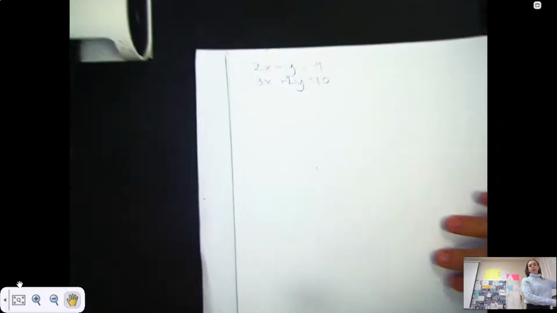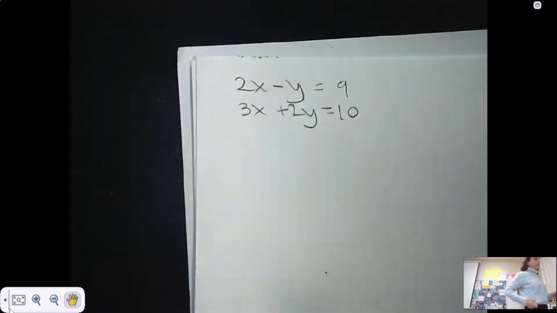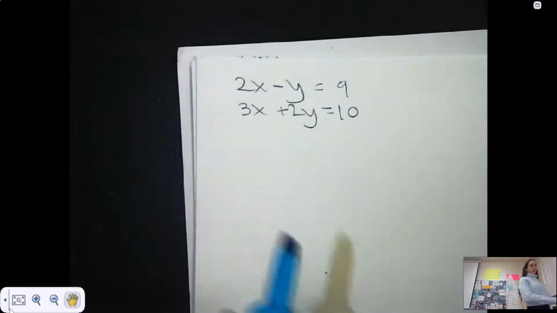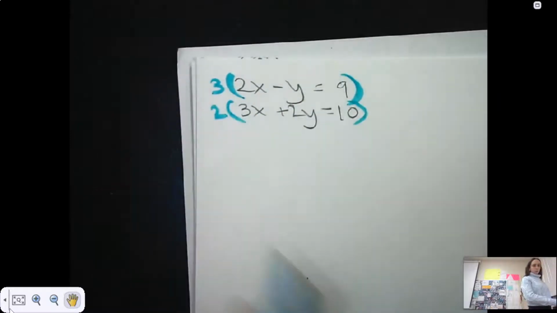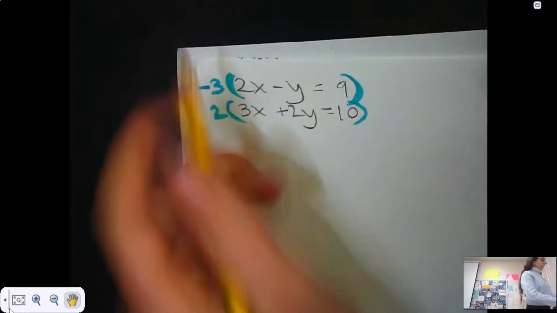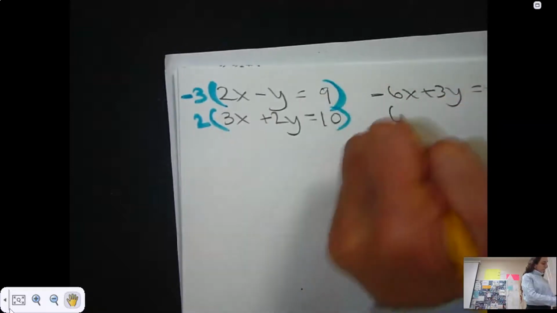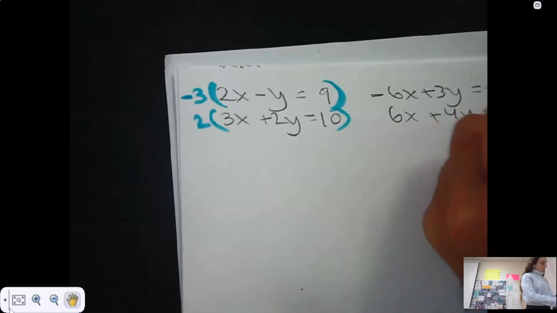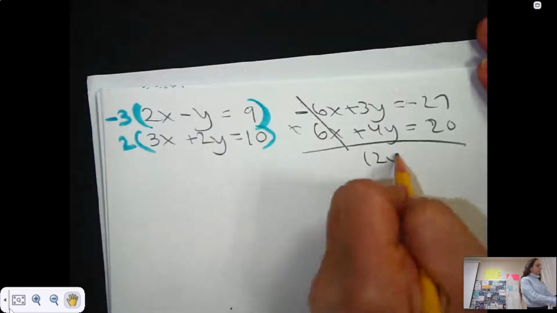Remember when you used to do this problem way back in the day in ninth grade, your freshman year? Hold on, let me pause it. You would solve this one by elimination. Let's say I decided to get rid of the X. That means I would give this one a 3 and this one a 2, because 3 times 2 is 6. But one of them has to be negative so it could cancel. And then I would multiply everything, and I would eliminate the X.